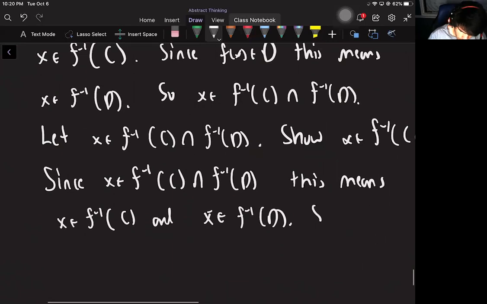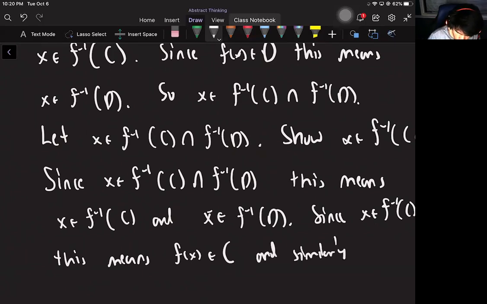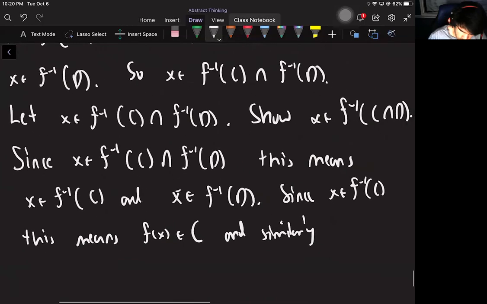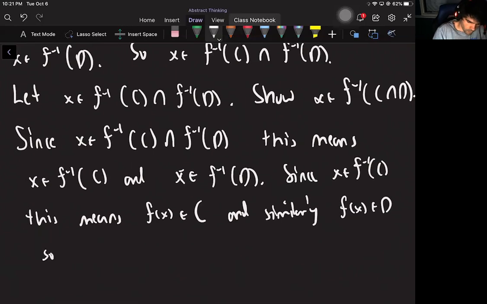Okay, so since it's in the preimage of C, this just means, the preimage of C is the stuff that gets sent to C. So that means if I plug it into f, it's going to get sent to C. And similarly, x is in the preimage of D, so if I plug it in, it's going to be in D. So f of x is in both of these.